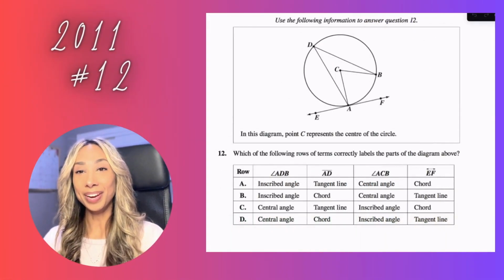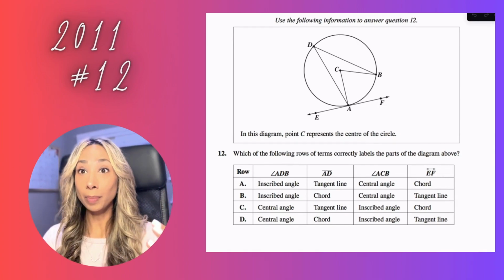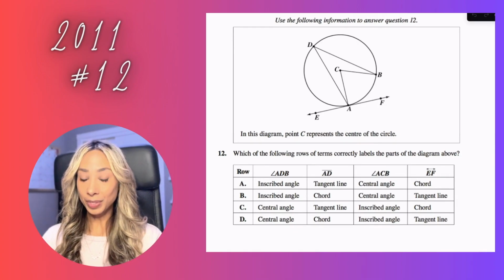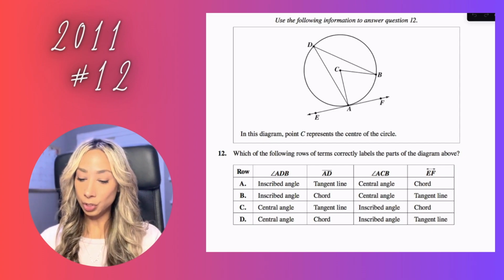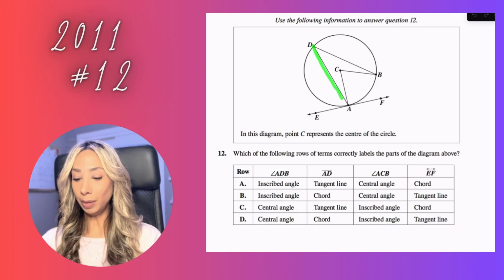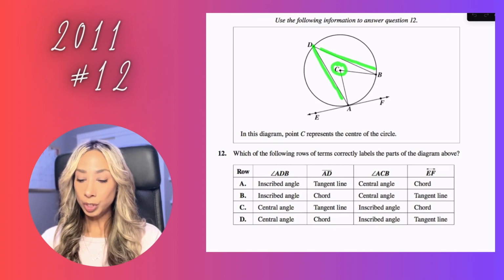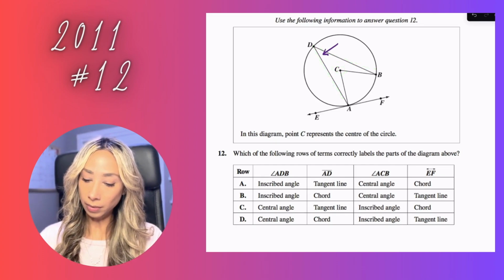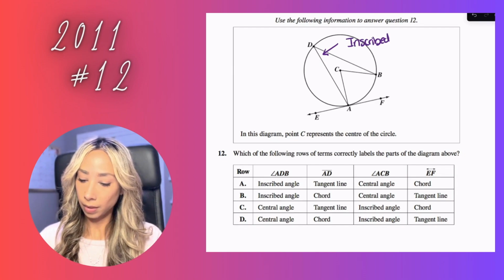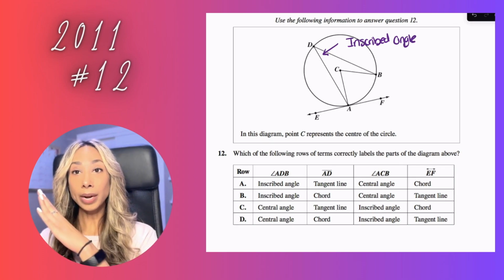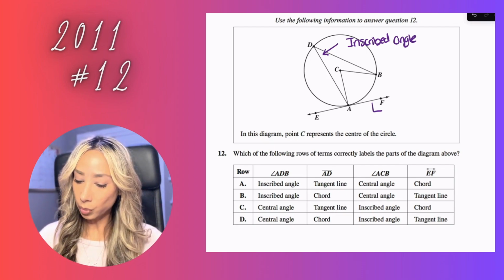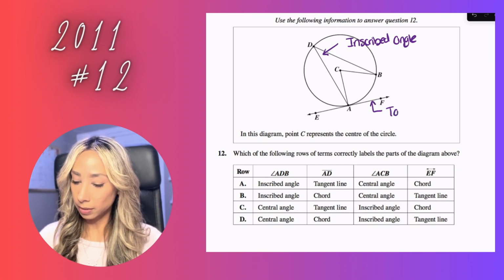Okay, number 12 here. So again, this is another one where we want to be clear about those rules that we're looking at. We have a couple of things going on here. We do have, again, two chords coming together to make this shape. We have a central angle, which means then, as we noticed in the previous question, this would be an inscribed angle. And then we've got a straight line hitting the edge of a circle. So kind of like what we saw in our first question, this is going to be a tangent.